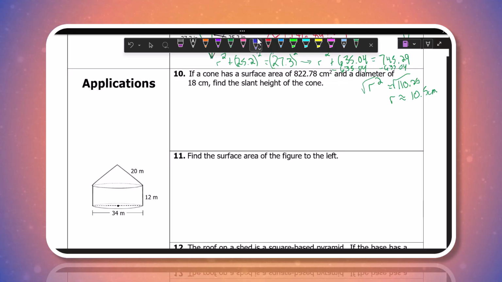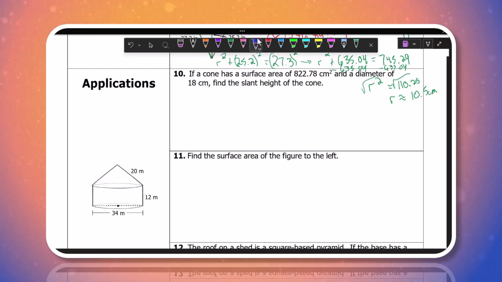Cone has a surface area of 822.78 centimeters. So we're starting backwards. We know the surface area. We have a diameter of 18 centimeters. So we can obviously find our radius. And then we're going to use that to find our slant height.